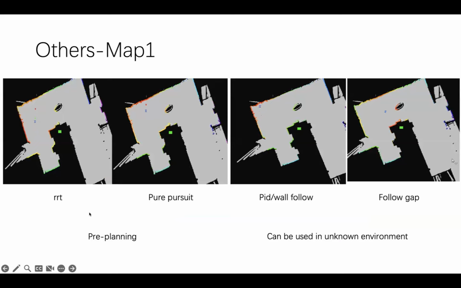We tried using RT and pure pursuit. Actually, RT and pure pursuit are pre-planning, so we need to know the map information before those cars can work. We can see in the new environment, the new map, RT and pure pursuit fail. But for PID and follow gap, those two algorithms are based on the wall and the gap, so they can be used in any unknown environment. Those 2 can work and also avoid the obstacle.